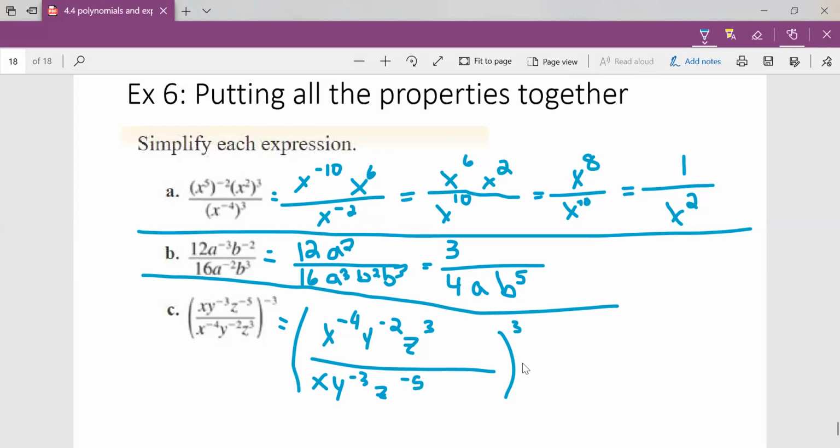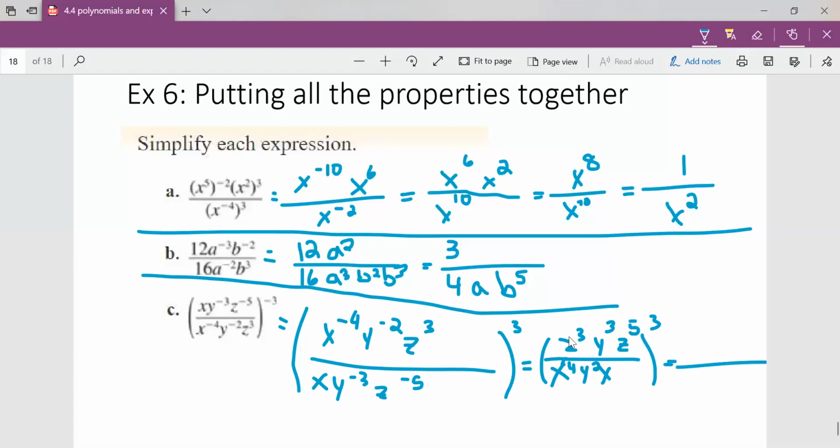Okay, now let's do some simplifying. So now I've got to take everything and make it positive. So x to the negative 4 is going to come down here as a positive 4. y to the negative 2 is going to come down as a positive 2. z to the third is already positive, so it's going to stay. This x is a positive x, so I'm going to leave it down. y to the negative 3 is going to come up top as a positive, and z to the negative 5 is going to be positive as well.